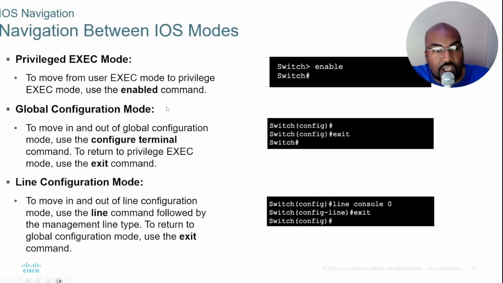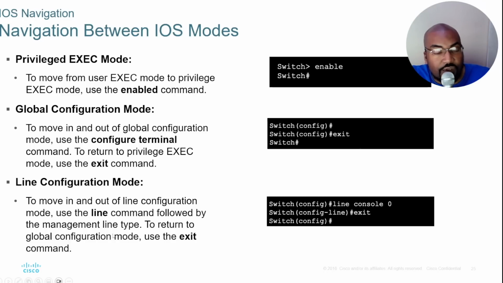So to get into privilege exec mode, and we'll go back to the demo here in a minute, I want to type in the word enable. Enable is going to make me switch from the user exec mode to privilege exec mode. See how the arrow goes to the hashtag. If I wanted to get in global configuration mode, okay, I'm going to type in config terminal, which is basically configuring the terminal. And I'll show you how that looks here shortly.